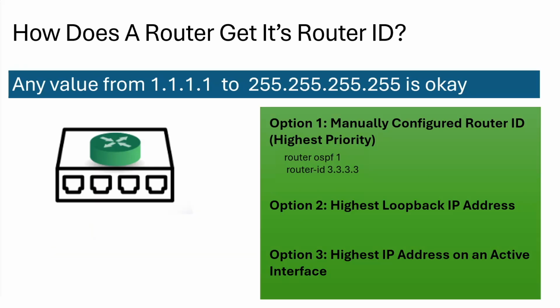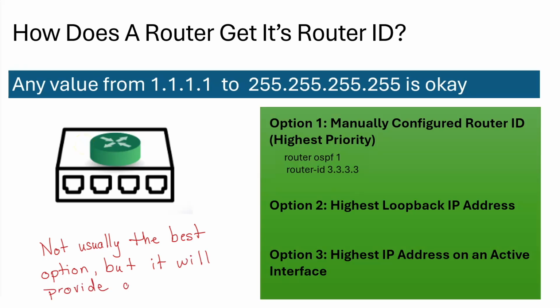Finally, we have option 3. The OSPF process will pick the highest IP address on an active interface. This sort of makes it foolproof for OSPF to have a router ID, but it's not considered the most desirable way to get the router ID.